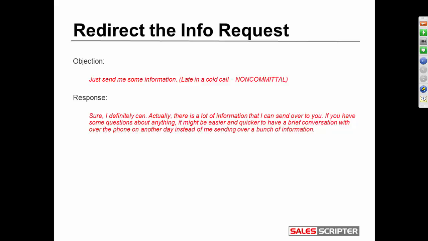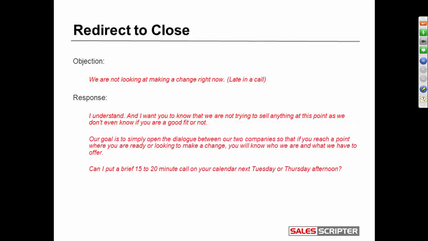You can also get that "just send me some information" sort of later in the sales process, where someone might just not be ready to make a decision, but they're not necessarily trying to blow you off. And so a response here could be, sure, I can definitely send you some information. Actually, there's a lot of information that I could send over to you. If you have some questions about anything, it might be easier or quicker just to talk through it together instead of me sending over a bunch of information. You can redirect to closing. We're not looking at making any changes right now, so a delay there.